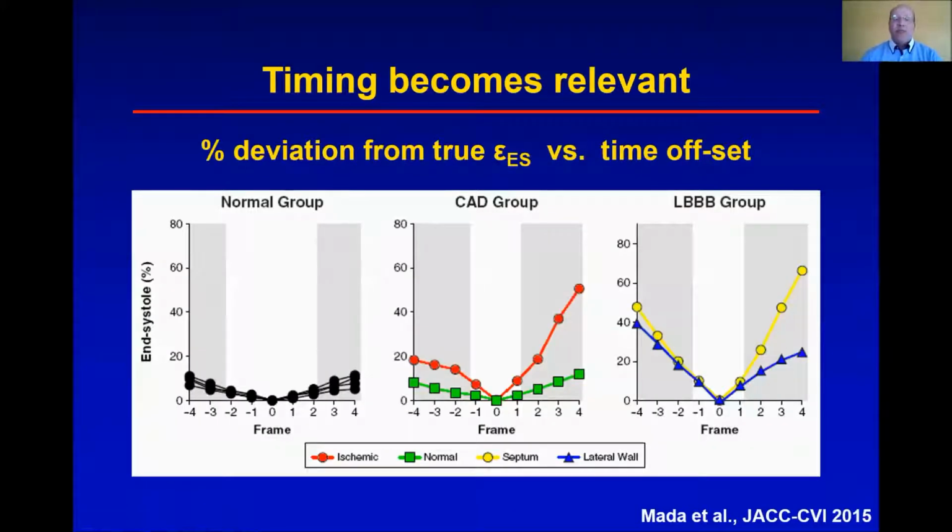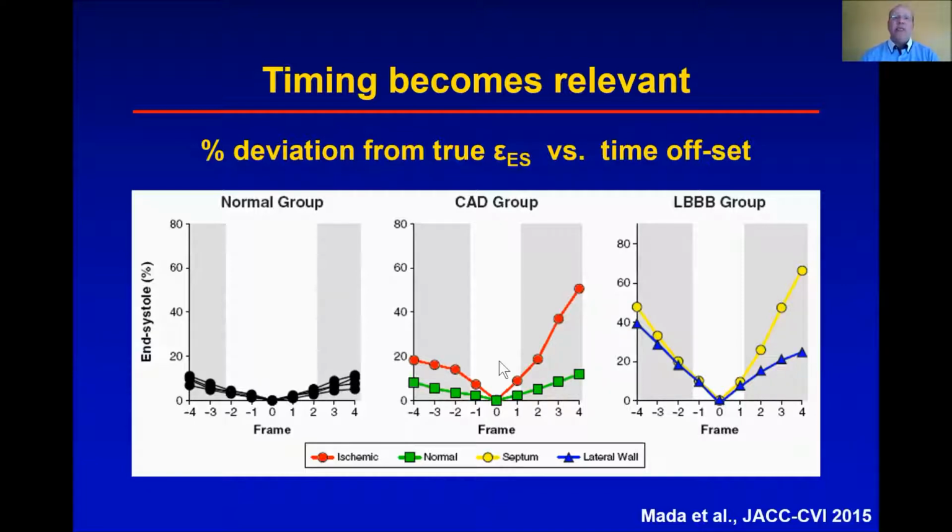And it is particularly important in pathology, because you can imagine in a normal curve, like the green one I showed you before, the end diastolic and the end systolic part of the curve are relatively flat. So moving your definition a little bit back and forth doesn't matter so much. But in pathology, like if you have a post-systolic shortening, or if you have a left bundle branch block with completely disturbed curves, then it matters a lot.